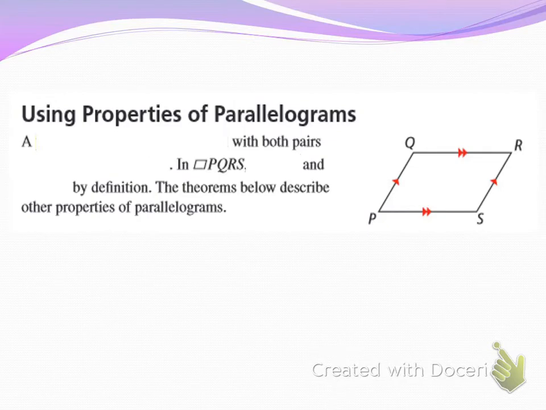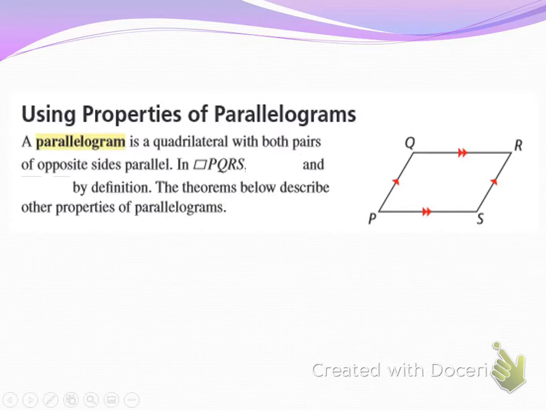Properties of parallelograms. This is not on your paper, but I am going to have you write something down. A parallelogram is a quadrilateral with both pairs of opposite sides that are parallel. So in this diagram, PQ is parallel to RS. How do I already know that by the picture? The little triangles. Do these triangles mean they're the same length? They do not. It just means they're parallel to each other. And then QR and PS are parallel as well. They have two sets of triangles.